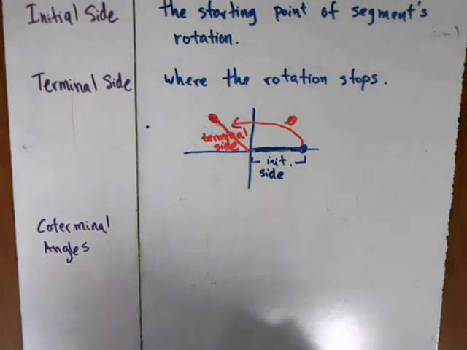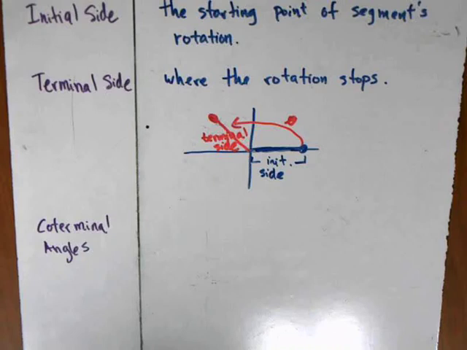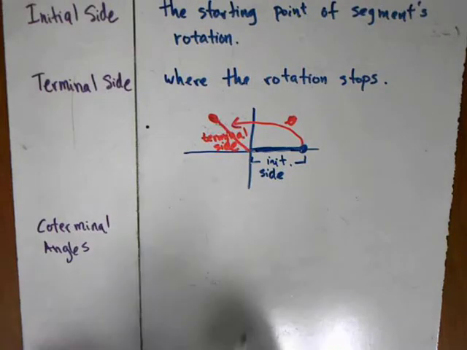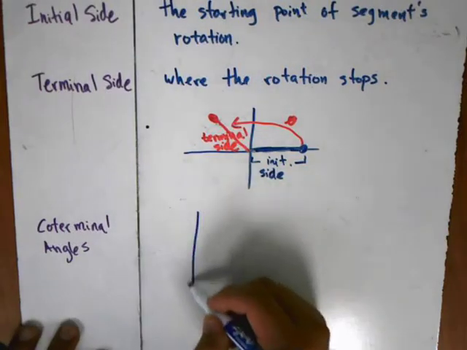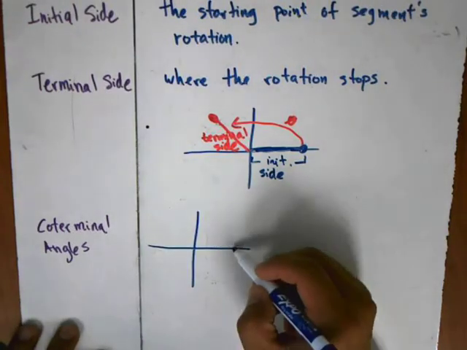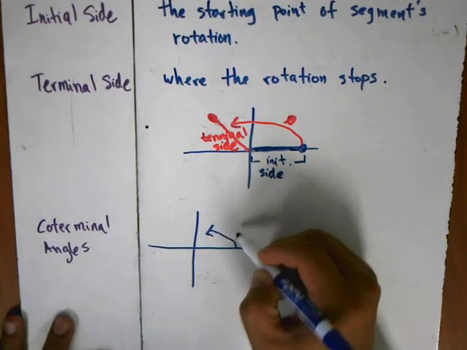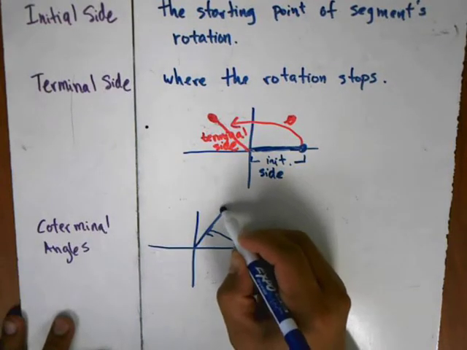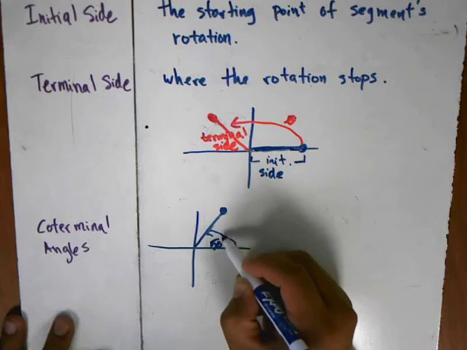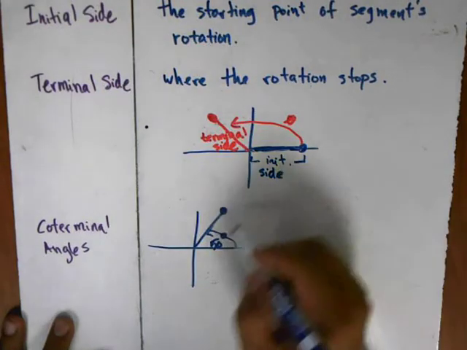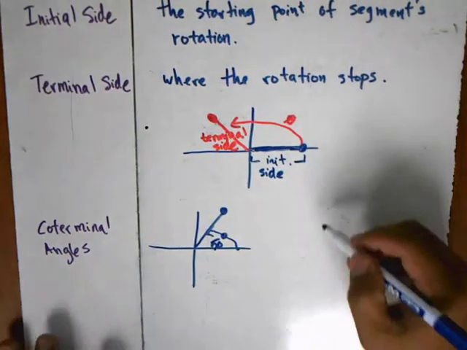Now, if I have two angles and they rotate a different number of degrees, it is still possible for them to end up at the same spot. So let's see what happens in this scenario, and I'm going to show you an example before we define coterminal angles. If I have an angle and I rotate it this much, let's just for the sake of argument say that this is 50 degrees.